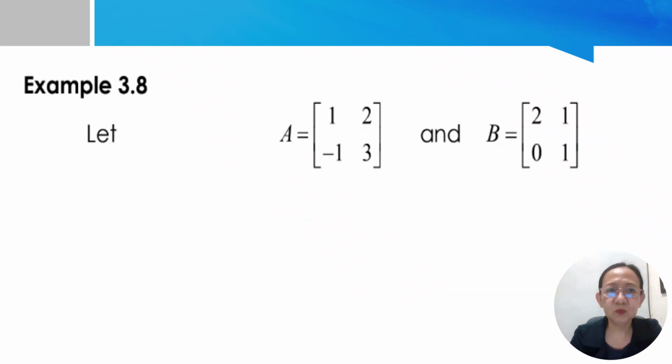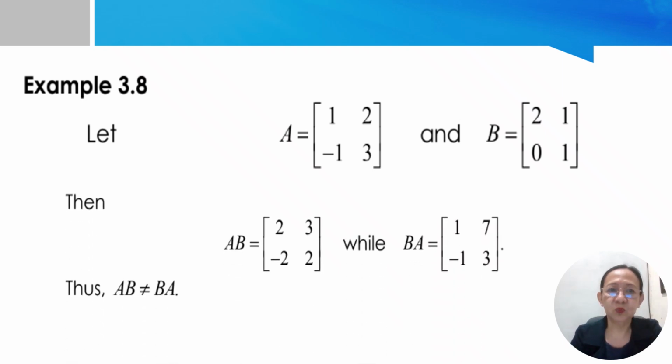Now, let us move to our example 3.8, wherein the entries for our matrix A are 1, 2, and negative 1, 3 for the second row. And for matrix B, we have 2, 1, and 0, 1. So, we are asked to find AB.